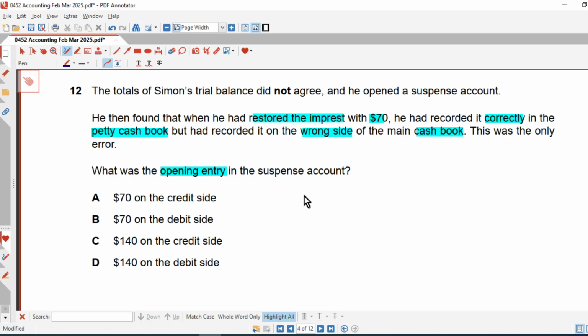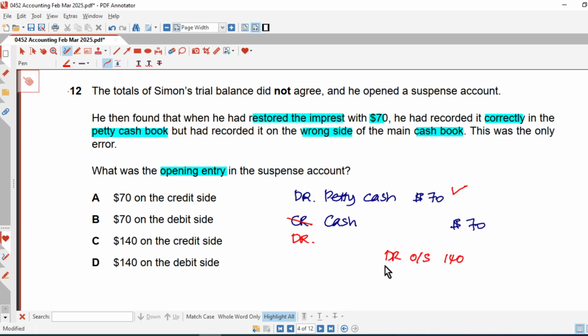What's a double entry? Restoring the imprest. Probably I debit petty cash by $70 and I would credit cash or bank by $70. So what they've done here is they recorded the entry correctly in the petty cash book, but on the wrong side of the main cash book. So instead of crediting cash, they would have debited cash $70. So the debit side will then be overstated by 140. So we need to balance the credit side by $140. So need to credit suspense 140. So your answer would be C, $140 on the credit side.